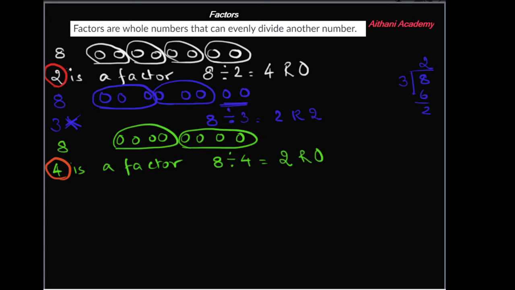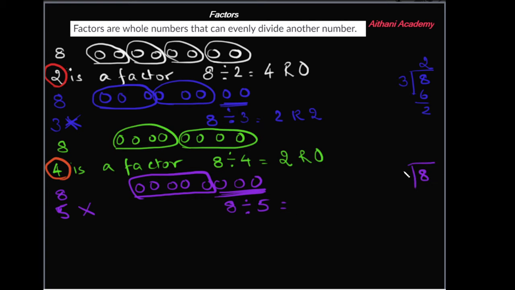Let's keep on doing and see for number 5, right? So, can I divide into 5 each? No, I cannot. I have 3 leftovers. So 5 is not a factor. 8 divided by 5. What is 8 divided by 5? 1, remainder 3. 5 is definitely not a factor.